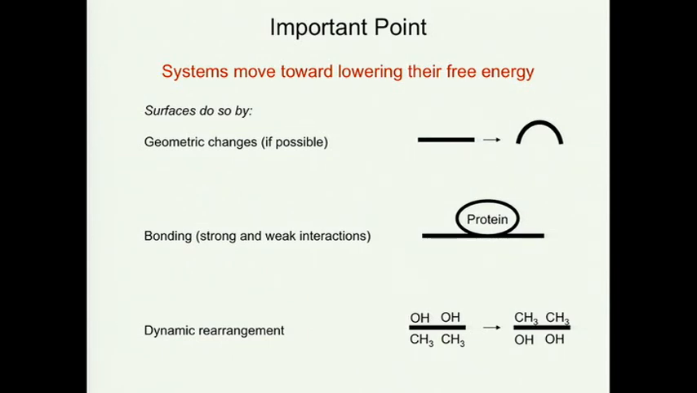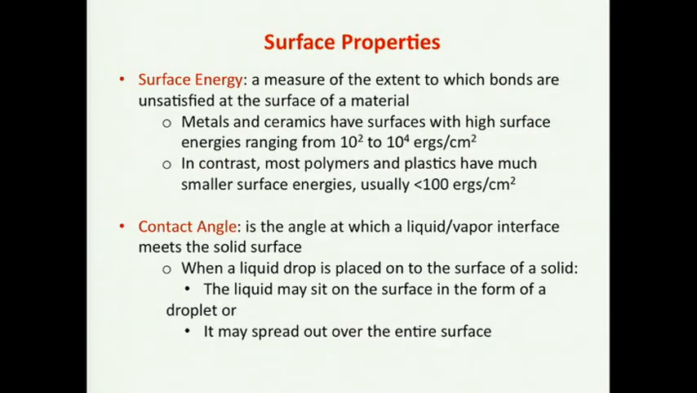So whatever the bulk property is, it doesn't really matter. The surface is very important, and systems move toward lowering their free energy. This is the first law of thermodynamics. So surfaces do this to lower their free energy by geometric changes or bonding, like proteins on it, or dynamic rearrangement. So the design of the surface is very important for the success of your implant within the body.